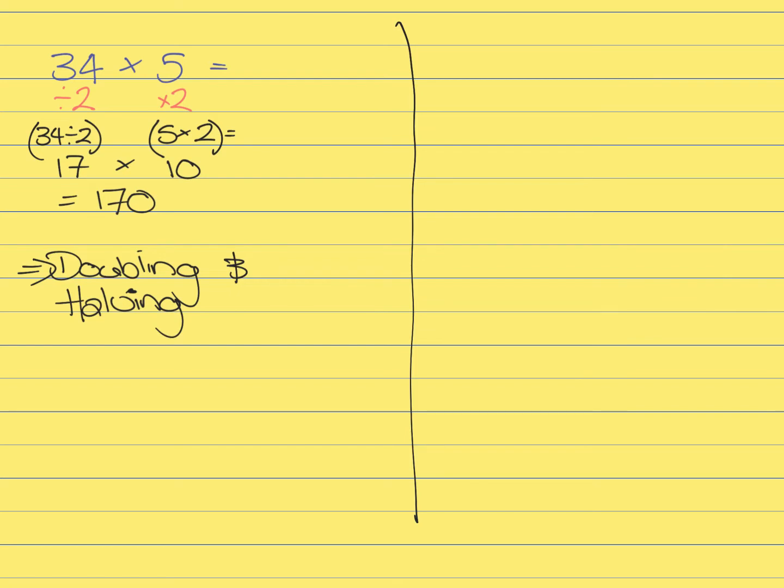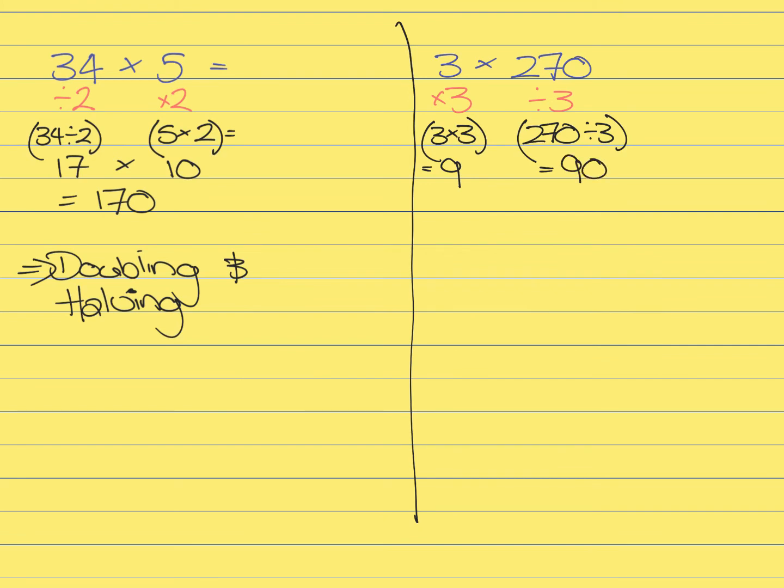Okay, so let's take a look at another example here, and this is 3 times 270. So here I know that I can do 3 times 3, and that will give me 9. But if I've multiplied on one side, I'll need to divide on the other side. So 270 divided by 3 will give us 90. Okay, so that will make the numbers a bit smaller, and it should make it a bit of an easier multiplication to solve. So because I've tripled my 3 to make 9, I need to make the adjustment and divide 270 by 3 to give me 90.